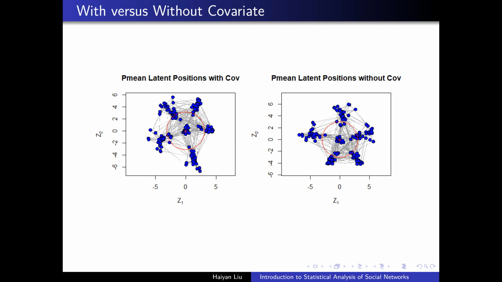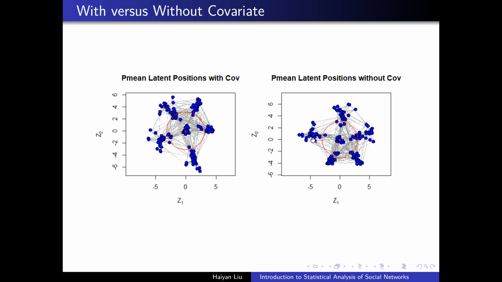Here is the plot of the latent positions with covariate and without covariate. They both are obtained from the Bayesian estimation method. We can notice that there are also some differences. So we still have 6 blocks. However, the spread of the latent positions, or the spread of latent clusters, is slightly different. Those differences are more likely due to the inclusion of covariate.